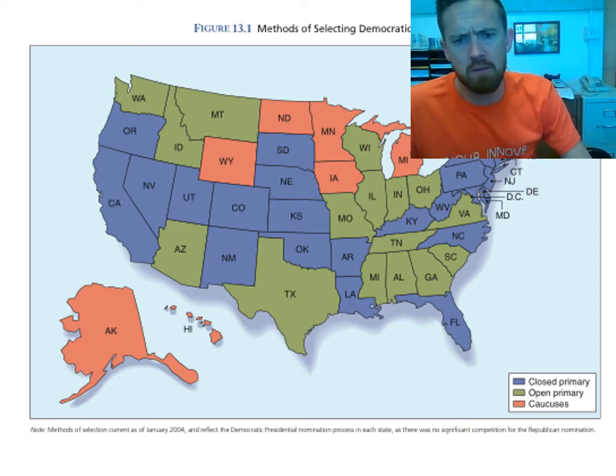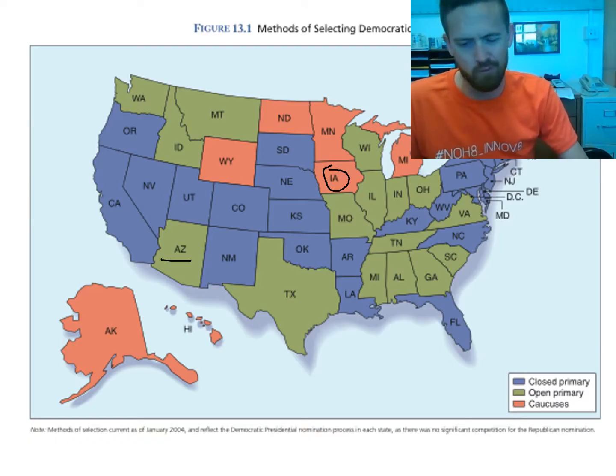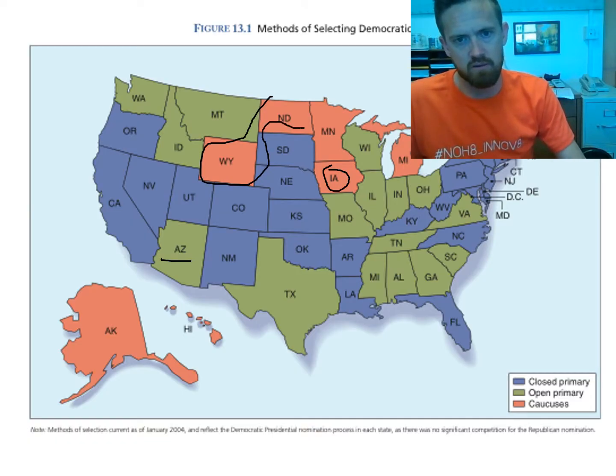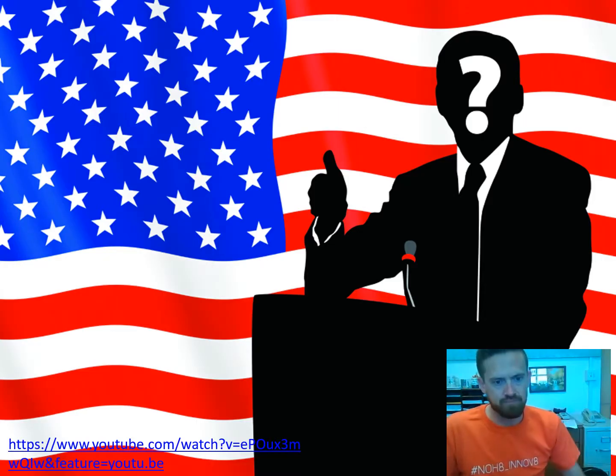This is just a map showing that if the state is blue, it has a closed primary. If the state is green, it has an open primary. And if the state is this red salmon color, that means it has a caucus, where they move around the high school gym and all that stuff. A caucus feels a little outdated, and a lot of states have moved to the primary system. But some of these states are old school, and they've kept the caucus around.